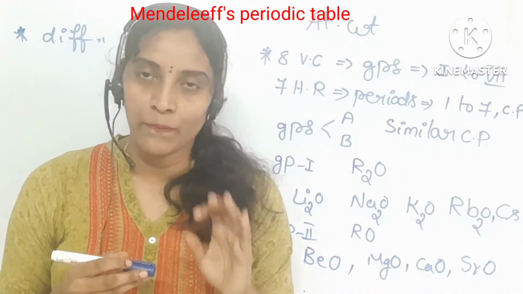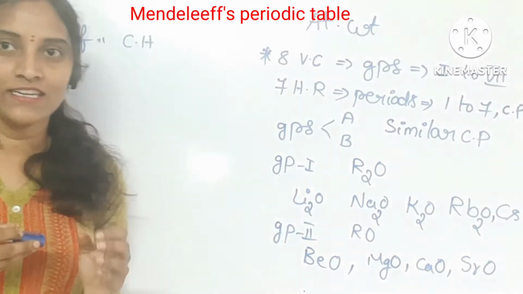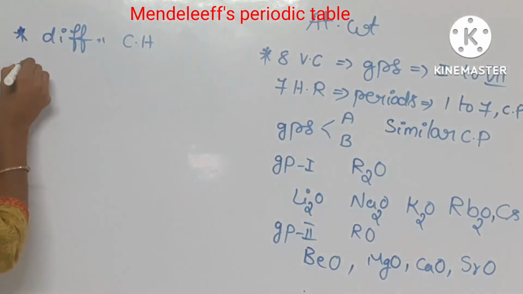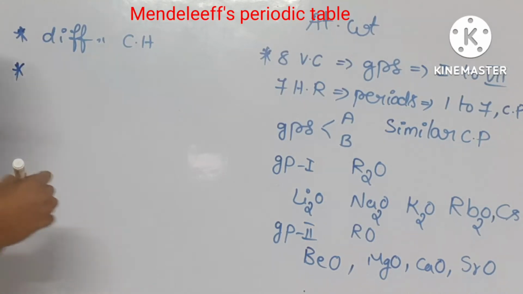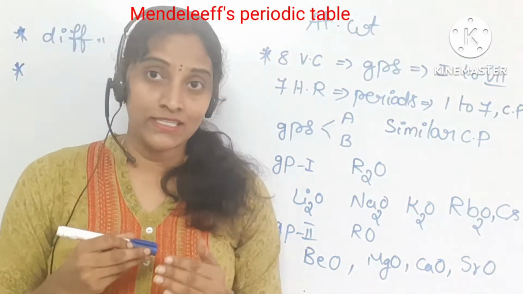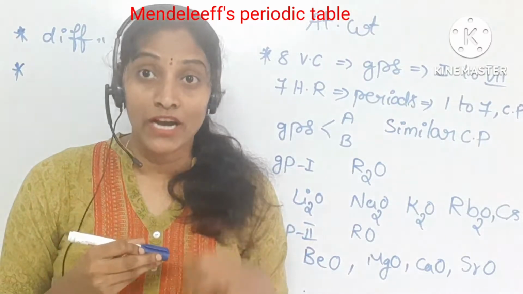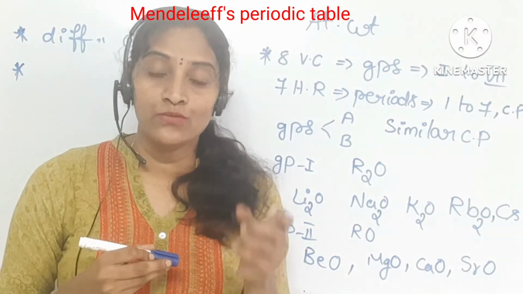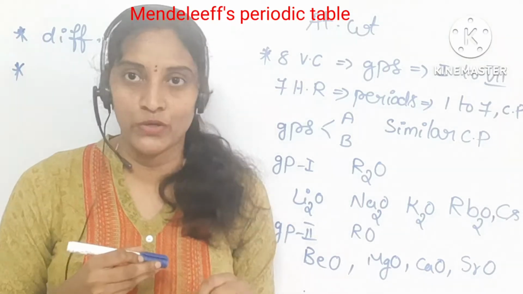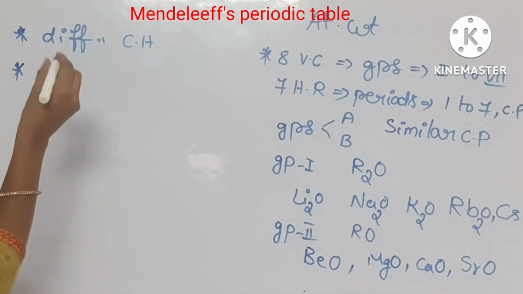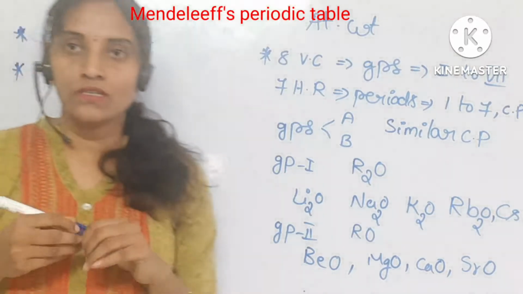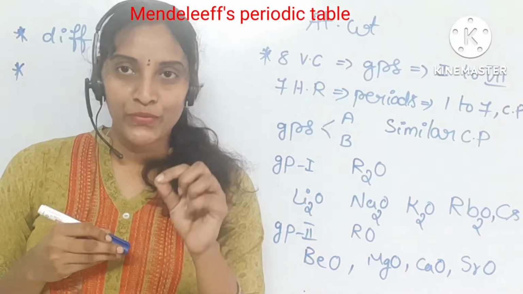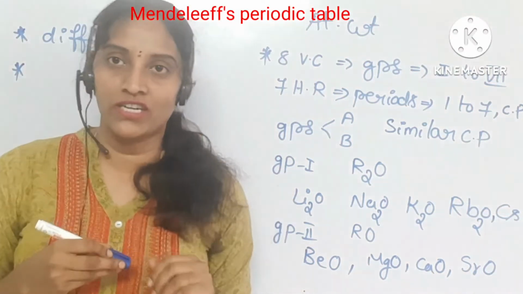That's it about periods. Coming to the next salient feature of Mendeleeff's periodic table, he tried to predict properties of some unknown elements by leaving some gaps for those elements in his table, and he proposed some names by adding the prefix Eka to the name of that element.